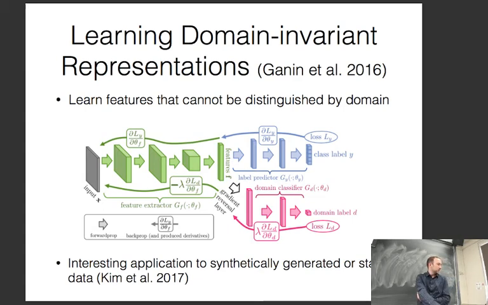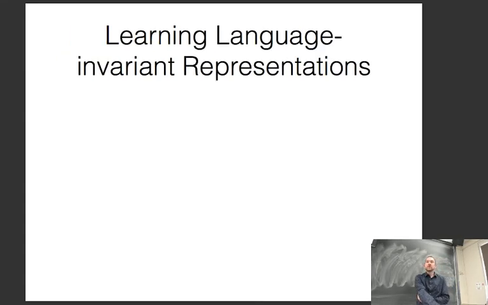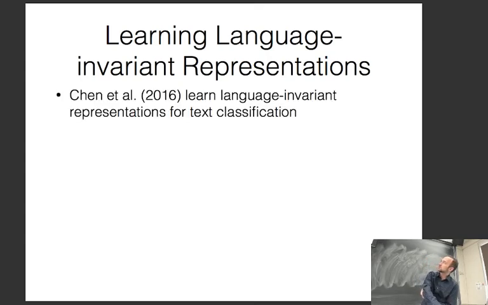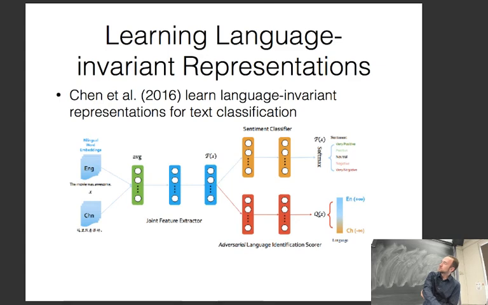Okay. So we can do a very similar thing for learning language invariant representations. This is exactly the same figure. The only difference is now they're classifying English or Chinese. So you have training data in English, you have training data in Chinese, and you try to discriminate between English and Chinese, which language this came from. The idea is exactly the same.